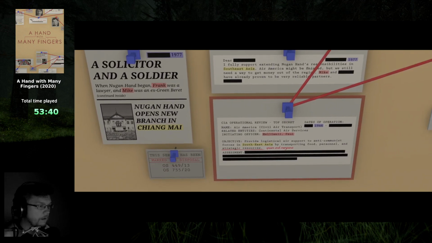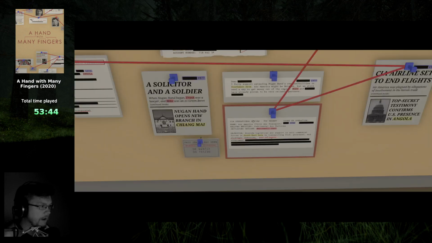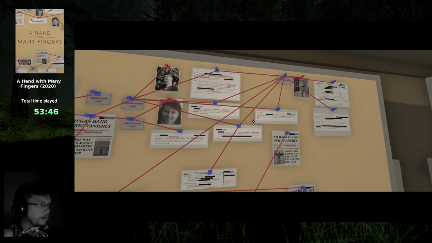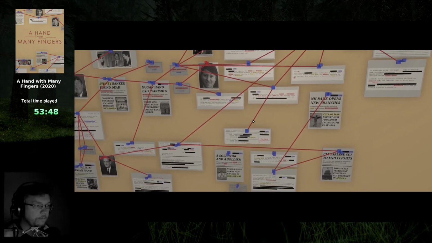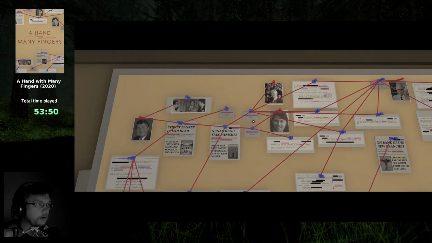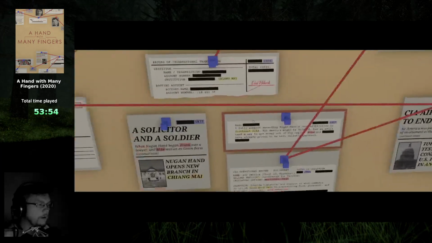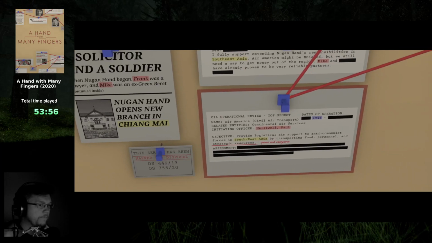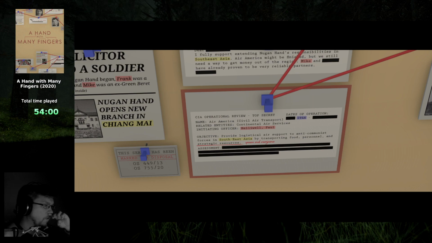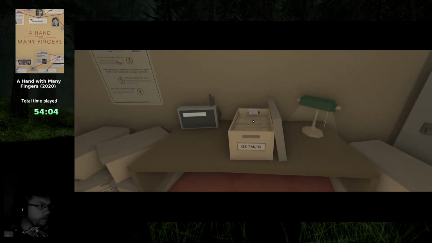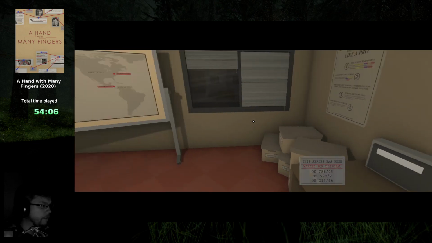Yeah. Name: Air America. Commissioning Officer: Halliwell Paul. Again, we don't have Halliwell Paul's card anywhere, do we? No, we don't. That would be nice to have. Yeah, they were transporting opium and marijuana to Southeast Asia. Marked for disposal.